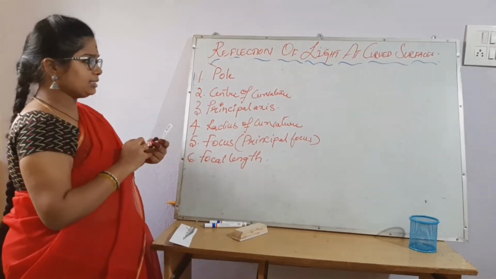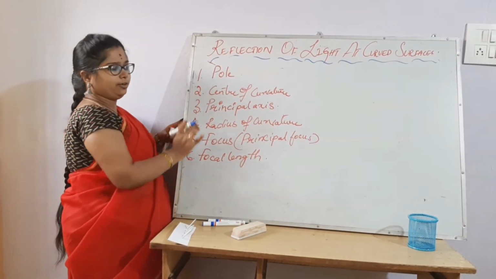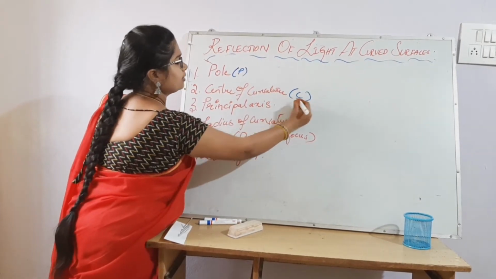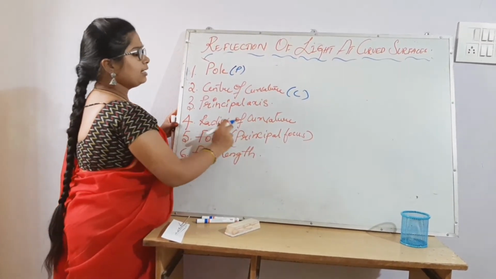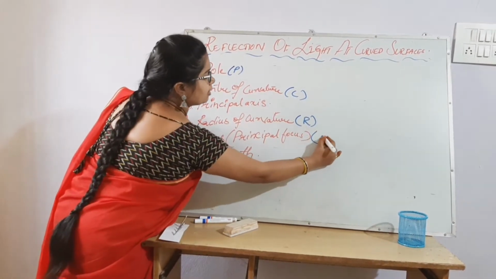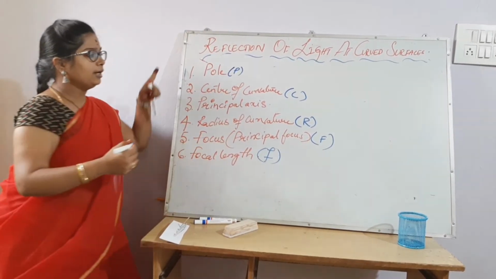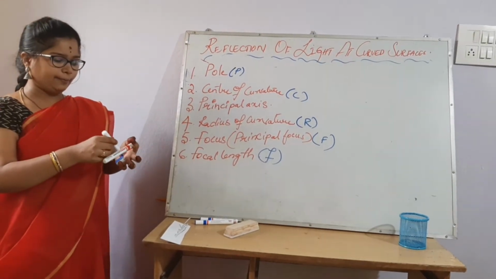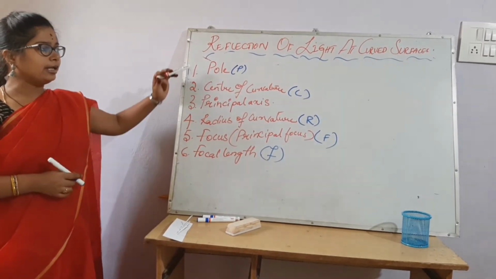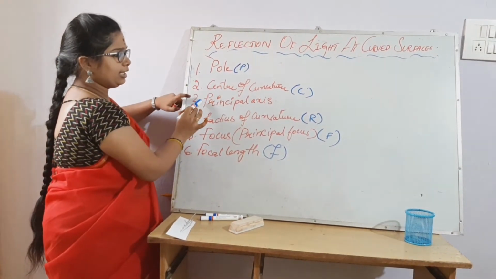And these are represented with symbols, very very important. These are very very important to you in reflection of rays. So P is the pole, C is the center of curvature, principal axis, R is the radius of curvature, F, capital F, is the focus, and small f is the focal length. You are supposed to learn all these terminologies very importantly. So let me discuss in brief about each and every one.